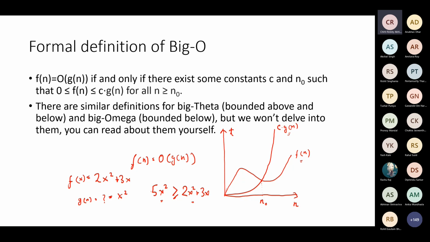In the sense that if you pick x, that wouldn't be a good answer, because we know x square is going to grow like this and x is going to grow like this. So yeah, x square is a good answer for this.